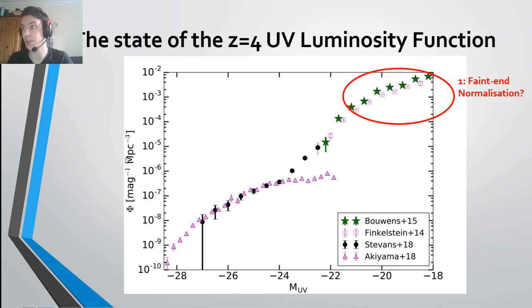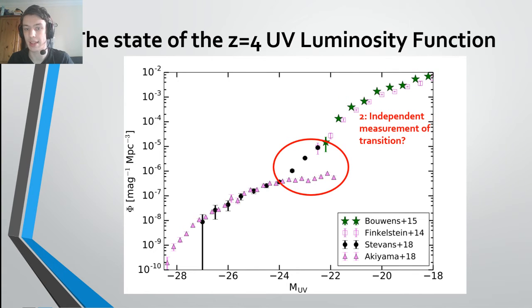where here I show 2 examples of studies where there's some minor disagreement. Alongside this, there's also a question of can we get more measurements in this transition regime to increase our confidence about what is going on with the faint end slope of the AGN.